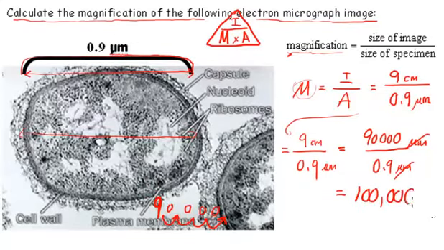So look at that. Because the units have canceled out, there's no units here. So magnification, there is no unit for magnification. You can just say 100,000 times. That's how you would do that.